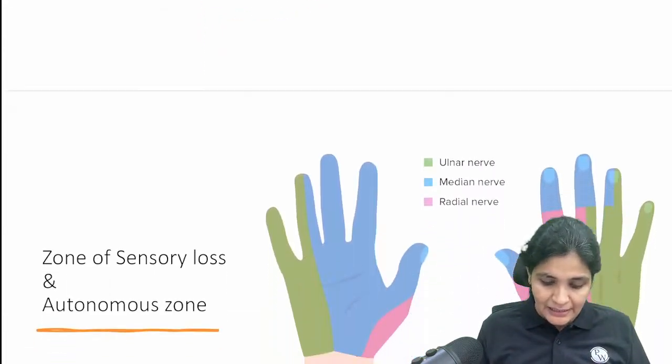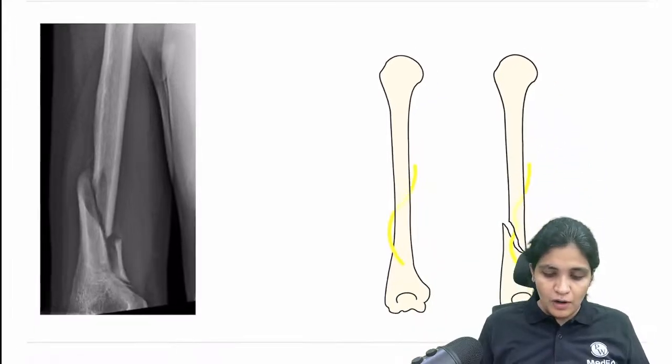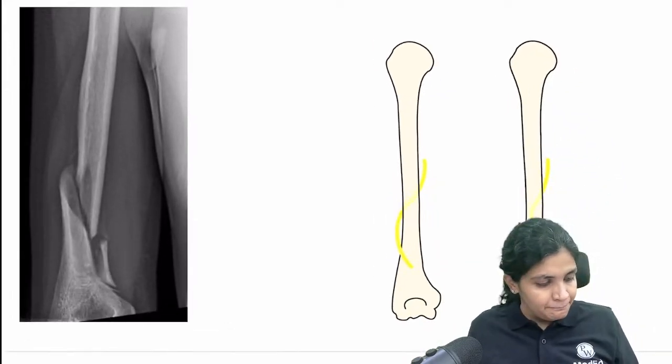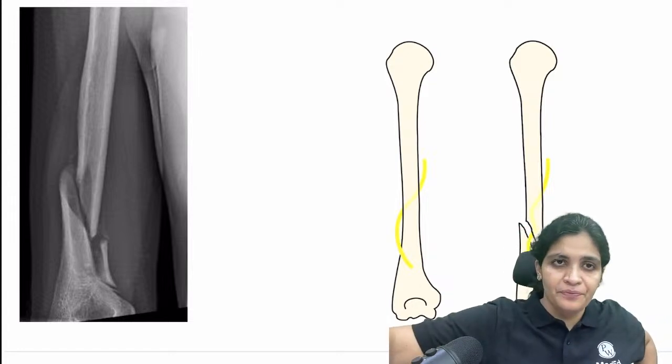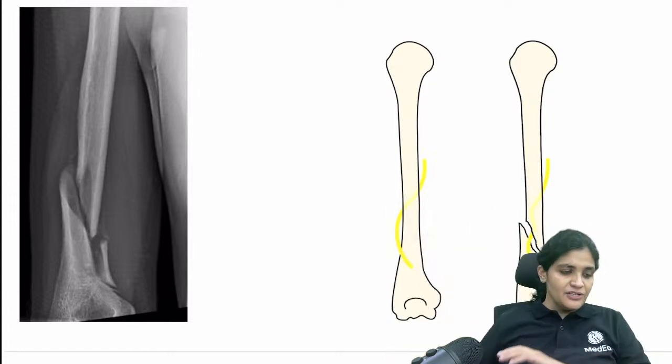So whenever there is a damage to the radial nerve, so this is what? So this X-ray tells you what? This picture tells you? Name this fracture.